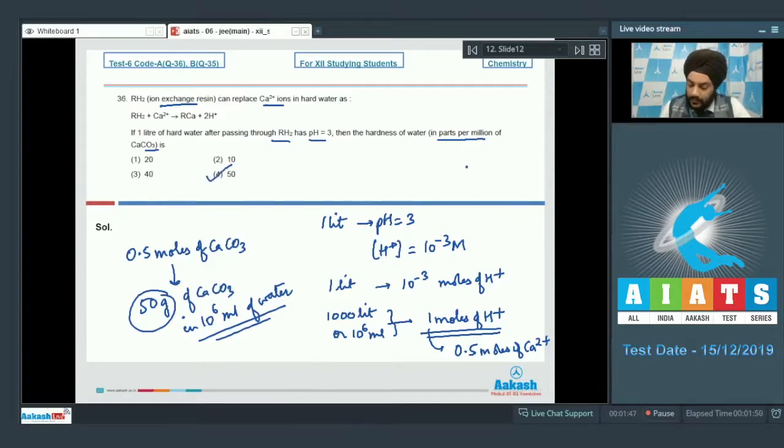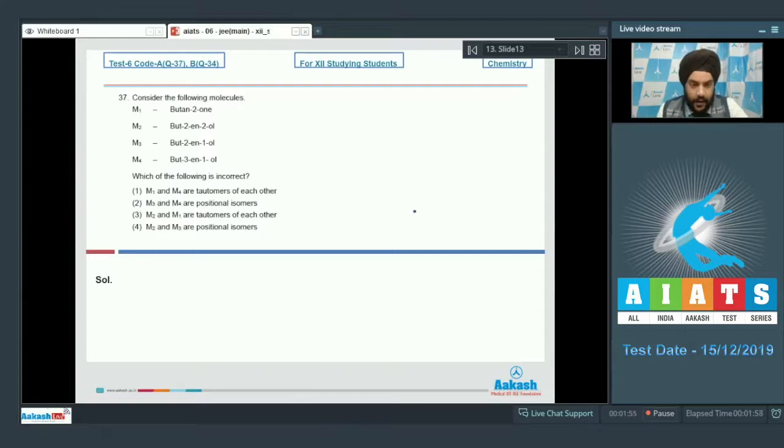Okay, let us look at the next question now. Question number 37. Consider the following molecules. So 4 molecules have been given to us, students, and the examiner seems to be interested in the relationship between M1, M2, M3 and M4. So we can just start with drawing the structure, students. The first compound is butan-2-one. So we have CH3COCH2CH3.